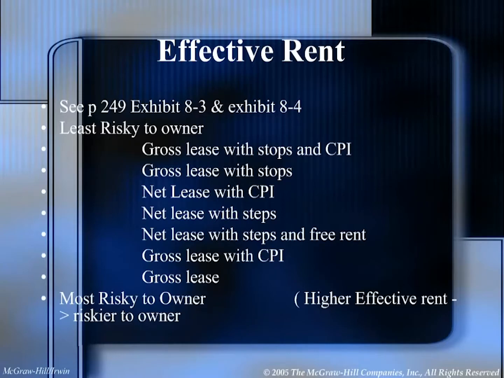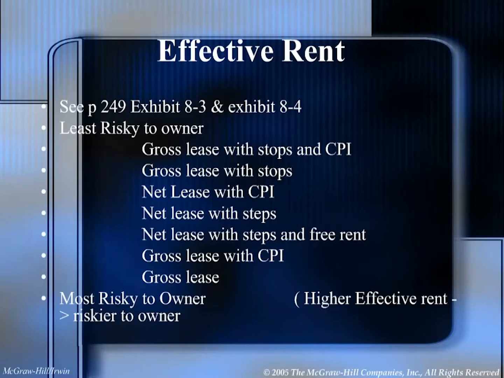So what you want to do to understand this is study page 249, though they start explaining it on the previous page and continue on the page after, Exhibits 8.3 and 8.4. This describes different leases. The write-up is on the previous page and follows onto the page after. It describes leases: gross leases with stops and so forth, net leases, and gross leases without any stops or any CPI.